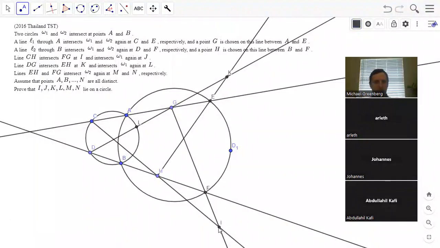These will intersect at L. Actually, I had a tool to do this, so you don't have to keep hiding stuff. But oh well. So DG intersects this at L. This should be J.